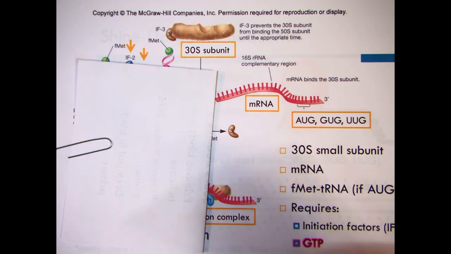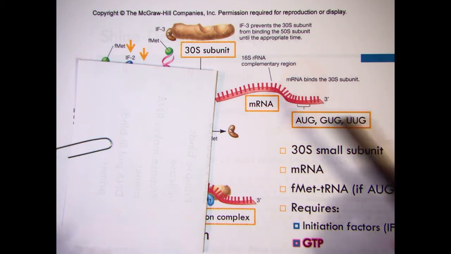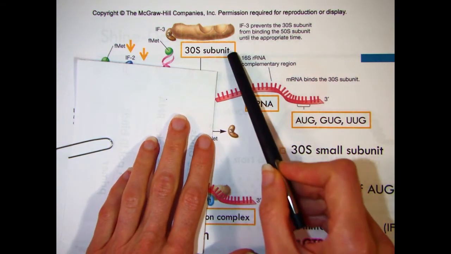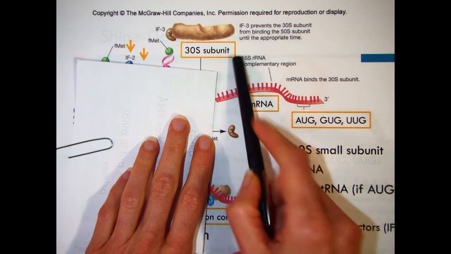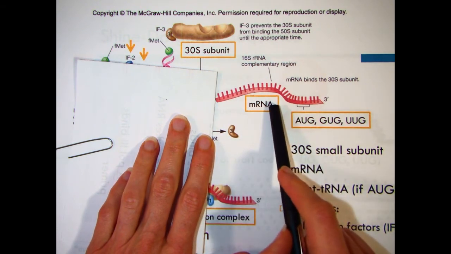And so initiation will set up something called the initiation complex, and I have covered up part of it for just a second so that it's not so much going on. The first thing that happens is the 30S, or small subunit of the ribosome, will interact with the messenger RNA.